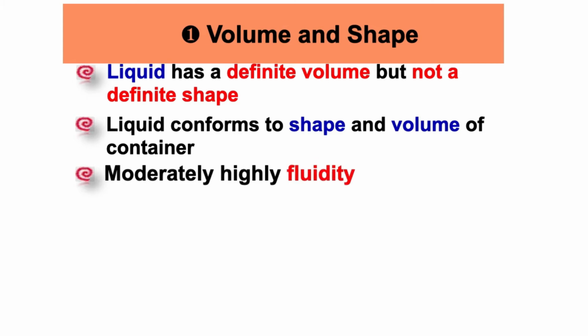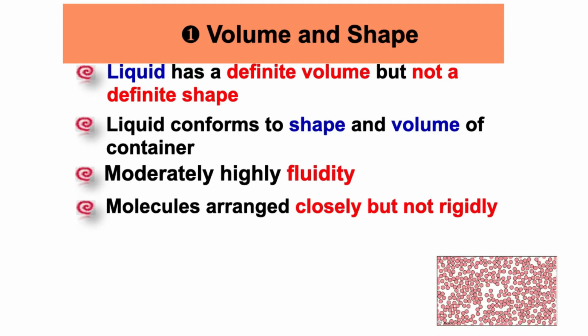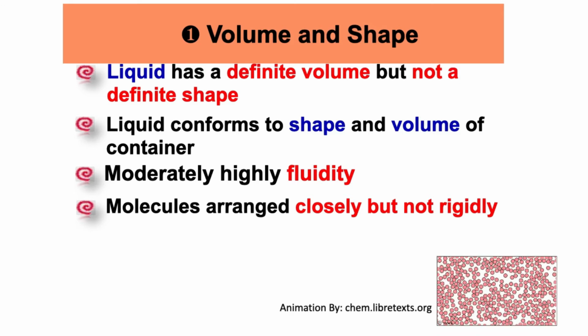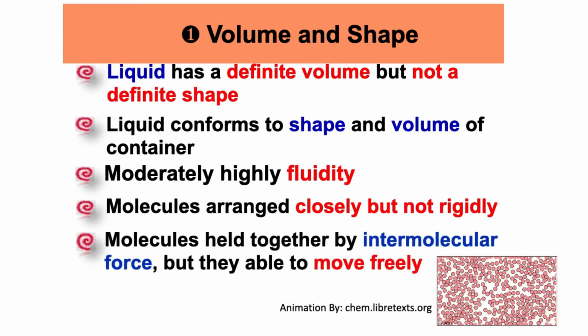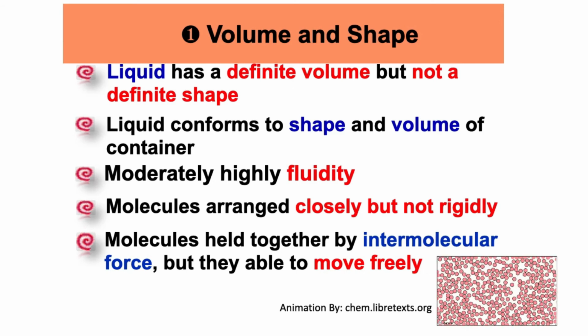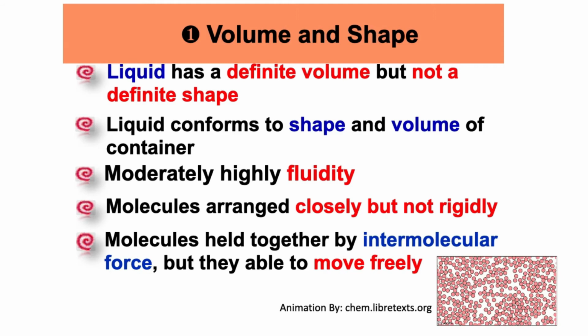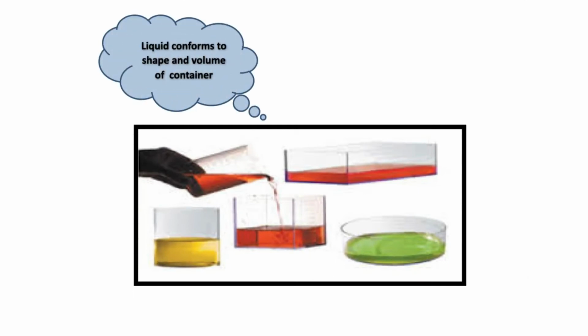Liquid also has moderately high fluidity. This is because the molecules are arranged closely but not rigidly, as you can see in this animation. This means that the molecules are still held together by intermolecular forces, but they are able to move freely. This is an example of liquid conforming to the shape and volume of its container.